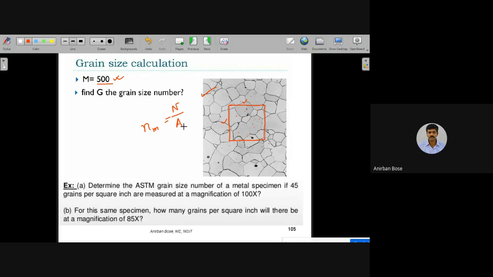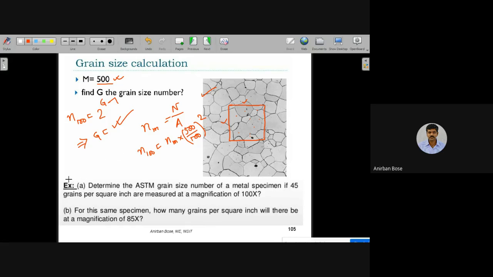After that, you have to multiply this quantity to convert it into 100 magnification. So you multiply this quantity by 500 by 100 square, that is M by 100 square. Once you know N100, you use the formula that N100 is 2 to the power G minus 1. Then you calculate the value of G, and that is the ASTM grain size number. Clear?